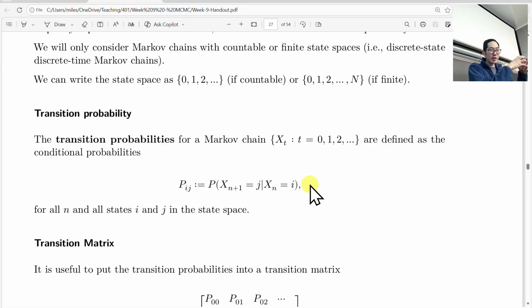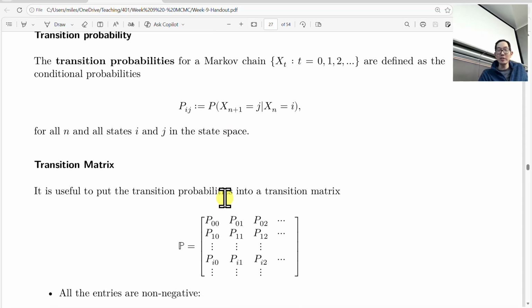We are going to define the transition probability as the probability that the Markov chain goes from state i, currently at time n, to state j. If we're currently at state i, what's the probability we go to state j? That is P sub ij. So P subscript ij is the probability of moving from state i to state j. If we're currently at i at time n, what is the probability we'll be at state j at time n plus 1?